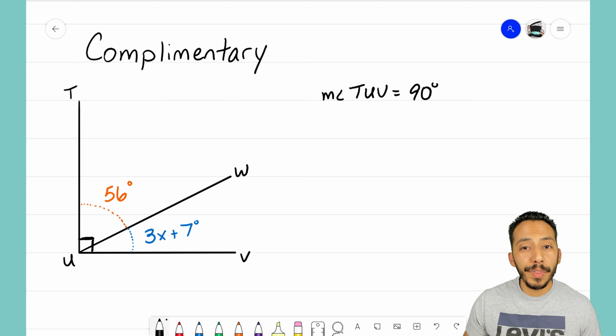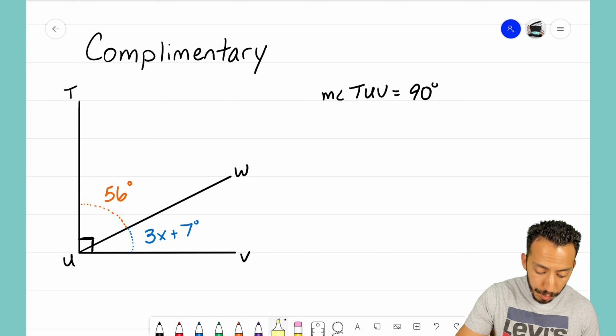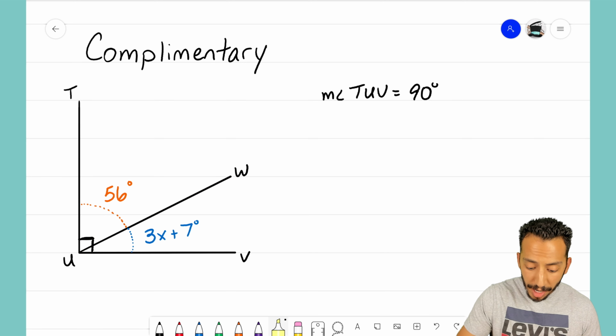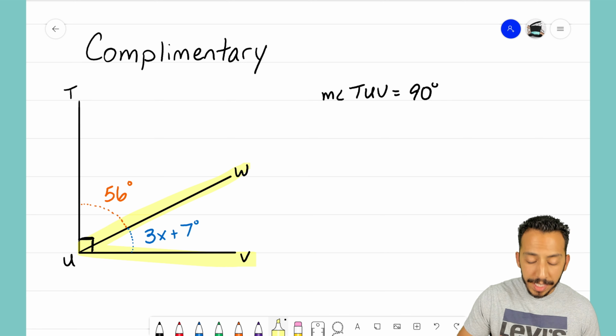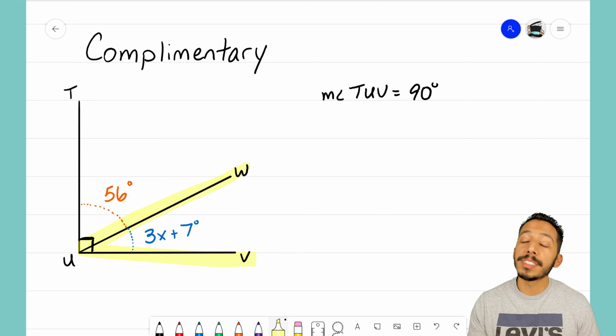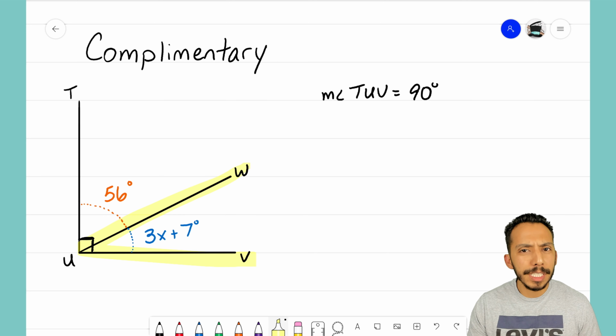Now, we're noticing that our 90-degree angle is being split into two different pieces. I have angle TUW, which is 56 degrees, and then I also have angle WUV, which equals 3x plus 7. Notice on that bottom angle, I don't know the value of the entire angle. There's a variable in there. It's 3x plus 7. So for this problem, I'm probably going to want to solve for x.